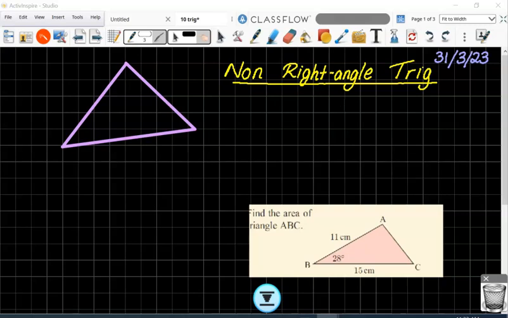Going to be looking at non-right angle triangles. And we want to do a couple of things. We want to be able to find the area of a non-right angle triangle. Some of you should be going, well, hang on, I can already find the area of a non-right angle triangle. Can't we? We've got a formula.